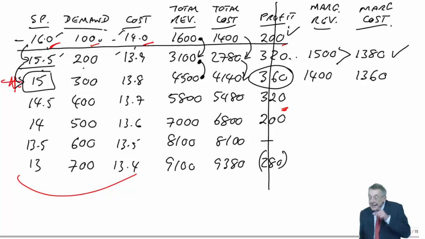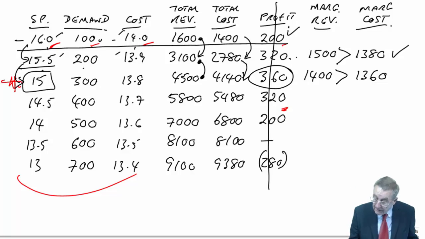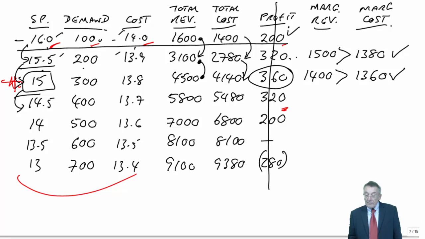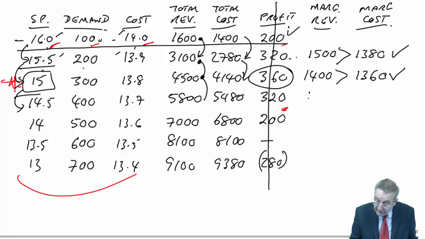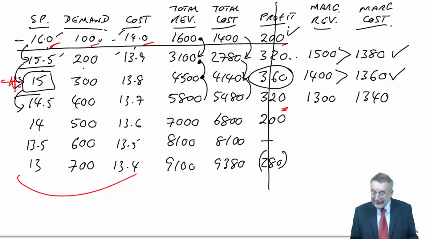Is it worth dropping the price? Well, it is, provided the extra revenue is more than the extra cost, we'll make extra profit. It is, so it's worth dropping the price. So we're now down as low as 15. Is it worth dropping to 14.50? We'll get extra revenue. The extra revenue, 4.5 up to 5.8, an extra 1,300. But of course, with extra costs, it goes up from 4,140 to 5,480, an extra 13.40.